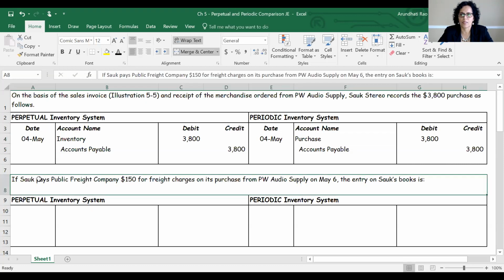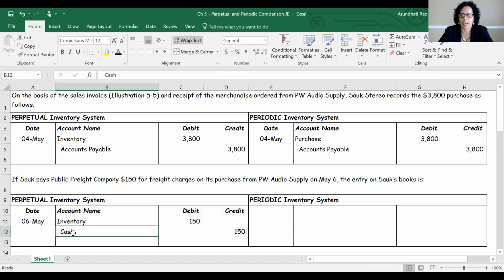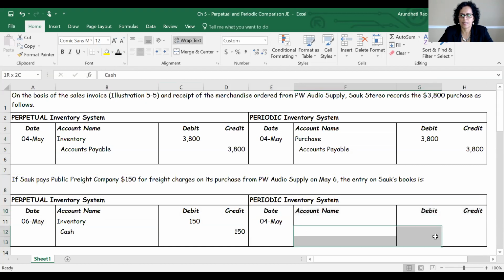Then we said that we received a bill from the freight company, $150, and we paid it. The journal entry over here in the perpetual system was inventory debit, cash credit. Let's say the amount was $150. Now, if I was using the periodic method, what's going to stay the same on this day, the journal entry, is a cash credit.